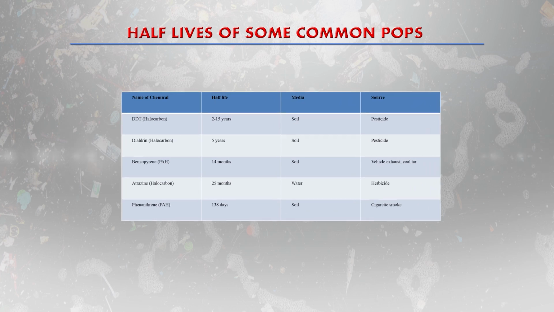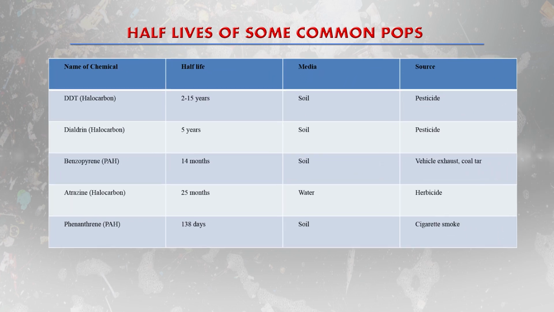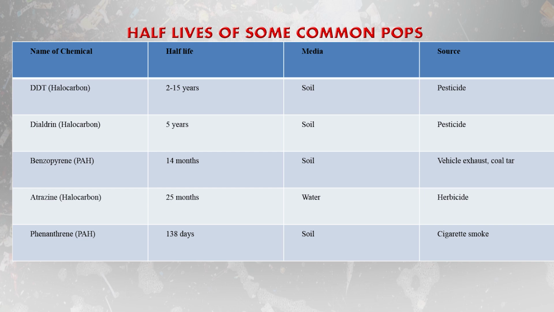So, now just to give you an idea how persistent these molecules are, if you look at DDT, which is commonly used as a pesticide, it is found in very large amount in soil. Soil is highly contaminated with DDT. It has a half life of 2 to 15 years. So, you can imagine that even if you stop using it today, it will still persist in the environment for another 15 to 20, 30 years in nature.